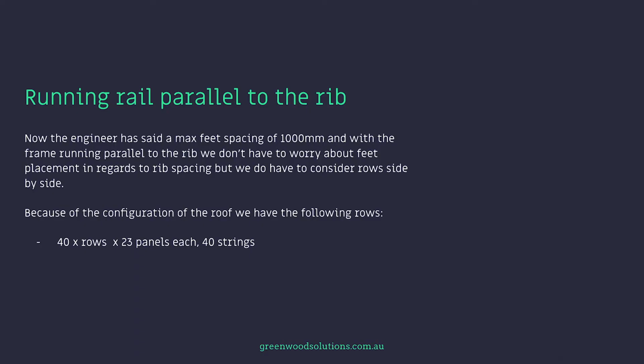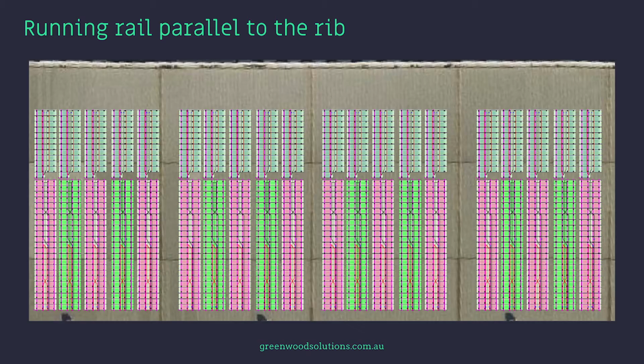And because of the configuration of the roof, we have the following rows. We've got 40 rows by 23 panels each, 40 strings. Then you've got 20 rows by 12 panels each, and that's part of 20 strings. And then we've got 20 rows by 11 panels each, which is again part of that 20 string. And you can see this in the pic below.